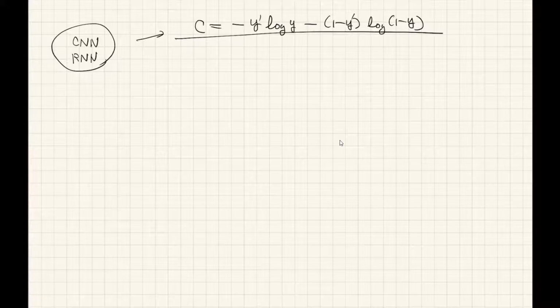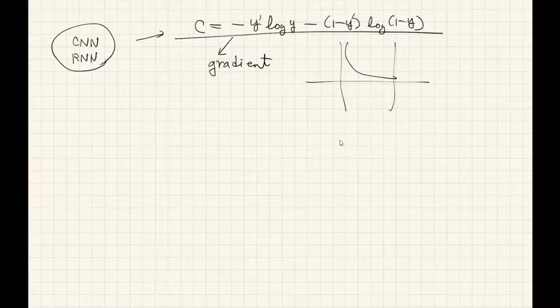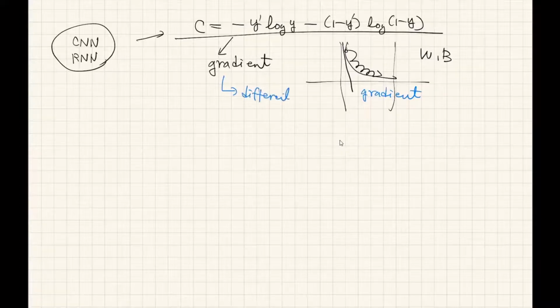In order to use this cost function, we have to be able to obtain the gradient, because during the training process we have to update these values. When we update W and B, we have to have the gradient. So in order to obtain the gradient, differentiation is necessary. Let's do that.